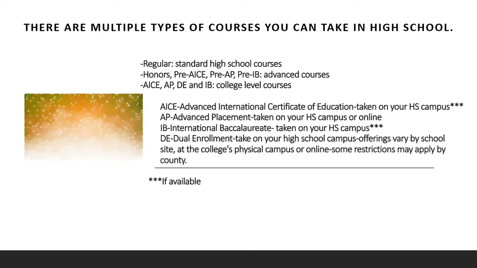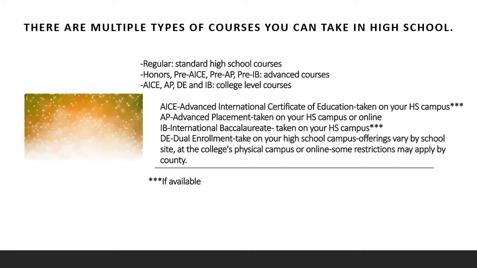So here on this slide, I do break it down with those acronyms, what they all stand for. So your ACE courses are your Advanced International Certificate of Education courses. Those are really going to be taken on your high school campus, if your high school campus offers ACE courses. Not all campuses will. Then we have AP courses, which are advanced placement courses. Those are typically going to be taken on your high school campus or online. International Baccalaureate courses, those are going to be taken on your high school campus if your high school campus offers IB courses. Not all campuses do.